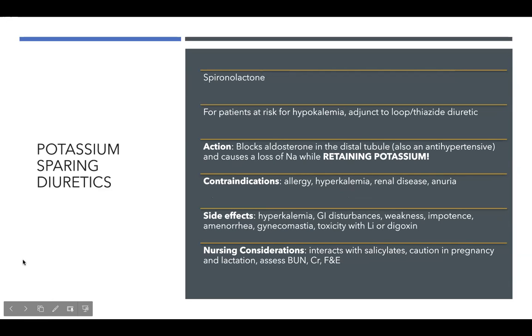So potassium sparing diuretics, that's your spironolactone. This is for patients who are at risk for hypokalemia. So they're usually given with a loop or a thiazide diuretic. It blocks aldosterone in the distal tubule. It is also an antihypertensive. It causes a loss of sodium while retaining potassium. That is important. It keeps your potassium with this one. So it's a potassium sparing diuretic.